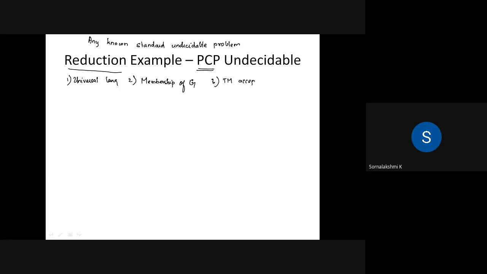Turing machine acceptance is again a flavor of the halting problem: the Turing machine halts in an accepted state. This is a very well-known standard undecidable problem. So these are standard undecidable problems: the universal language problem, and membership of grammar. Given a grammar and a word, you have to tell if the word can be generated by the grammar. And Turing machine acceptance is saying that the Turing machine halts in an accepted state.